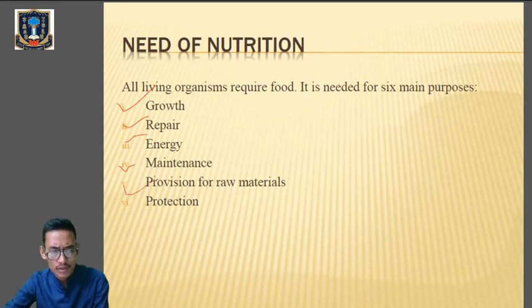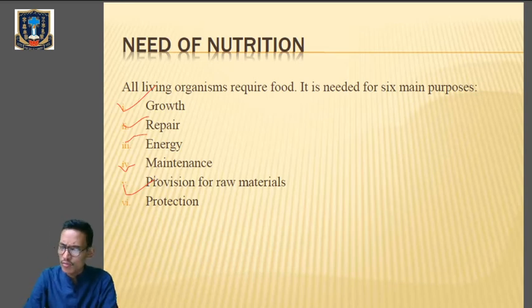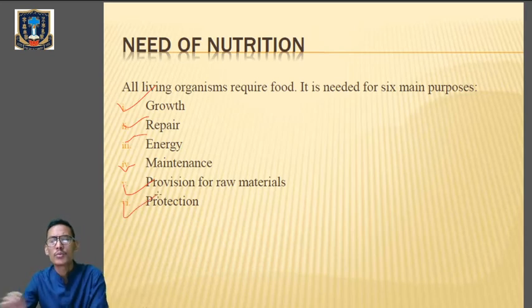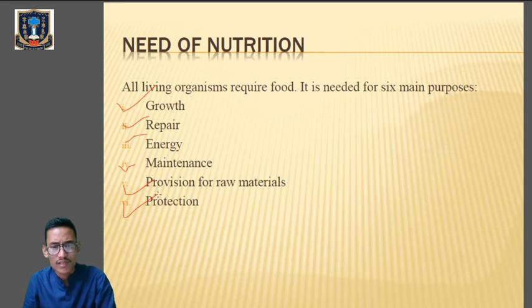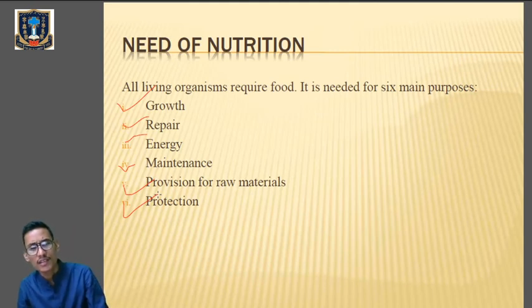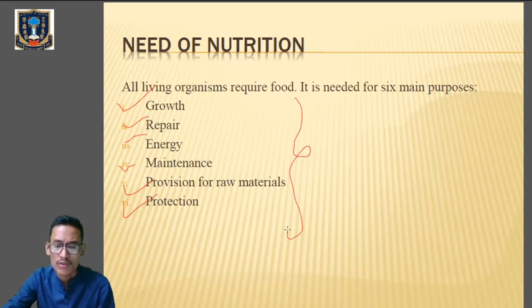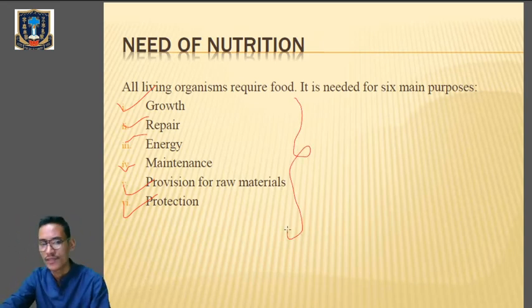Number 5, provision of raw materials for the manufacture of various secretions, such as enzymes, hormones, sweat, milk. For this we require proper nutrition. And the last one is protection. The food that we take must contain a sufficient amount of nutrients so that we remain away from germs and harmful diseases. There must be a supply of proper nutrients in our diet in order to remain free from diseases and infections. So these are the 6 main purposes for the need of nutrition in the body of an organism.